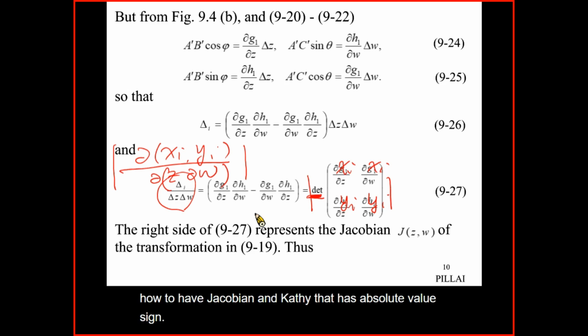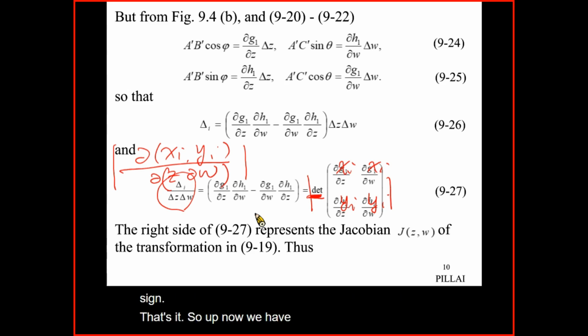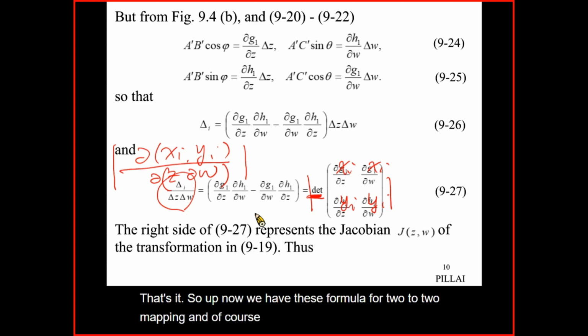So up to now we have this formula for 2-to-2 mapping. And of course, I allow you to think about this for 3 minutes. Alright, so if you have any questions, just talk to the members. Okay, that's it. Discuss right now.